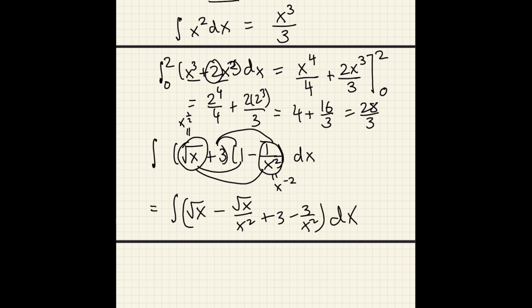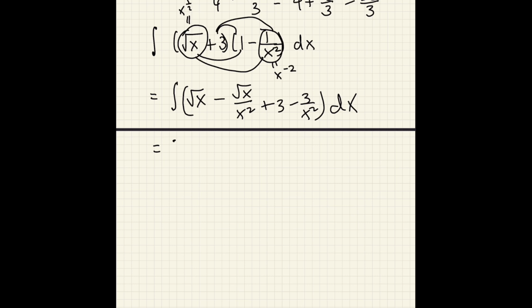So let's do this step by step. First, I'll convert it into powers of x. So root x is x to the power of a half. What's root x over x squared? Well, root x is x to the power of half. If I'm dividing the x to the powers, then I'll just subtract the powers. So it would be half minus 2, which would be negative 3 over 2. Yeah, negative 3 over 2.